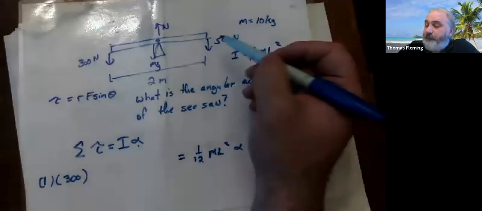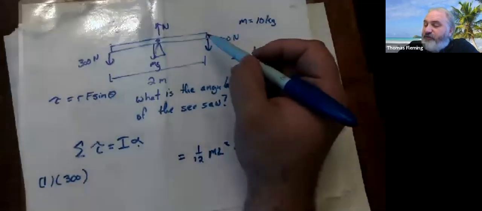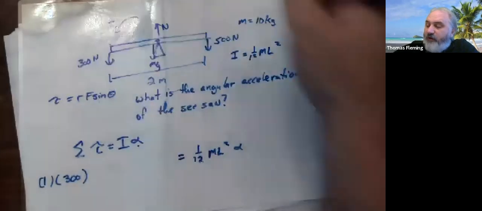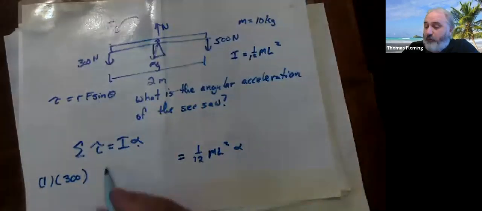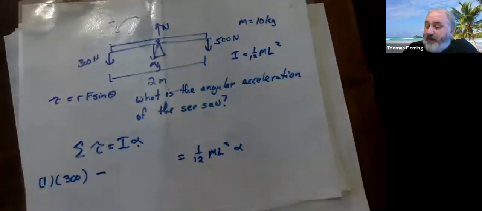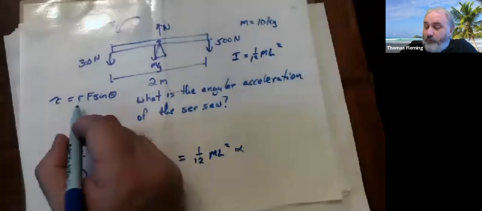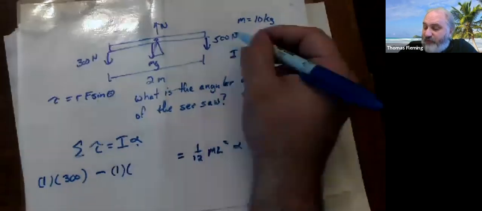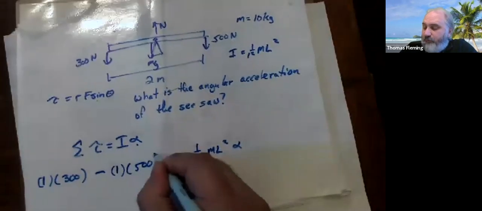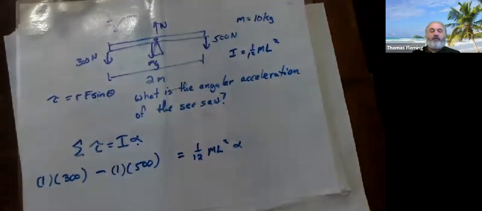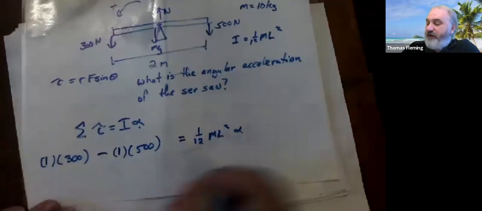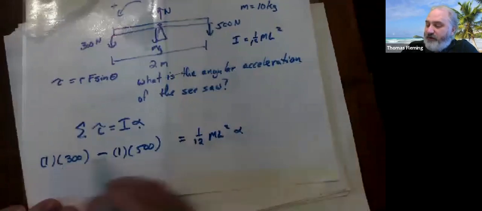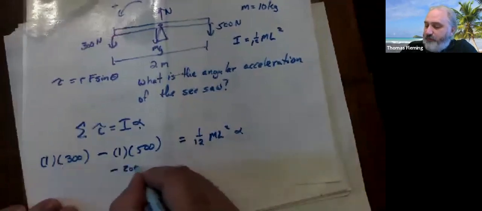Meanwhile, over here on this side, this torque makes it want to rotate clockwise, which is the negative direction, so minus, and it's going to be the R for this guy, which is 1 meter, times the F for that guy, 500 newtons. Yay, super easy. And so what's going to happen is when I solve for alpha, I'm going to have 300 minus 500 is negative 200.